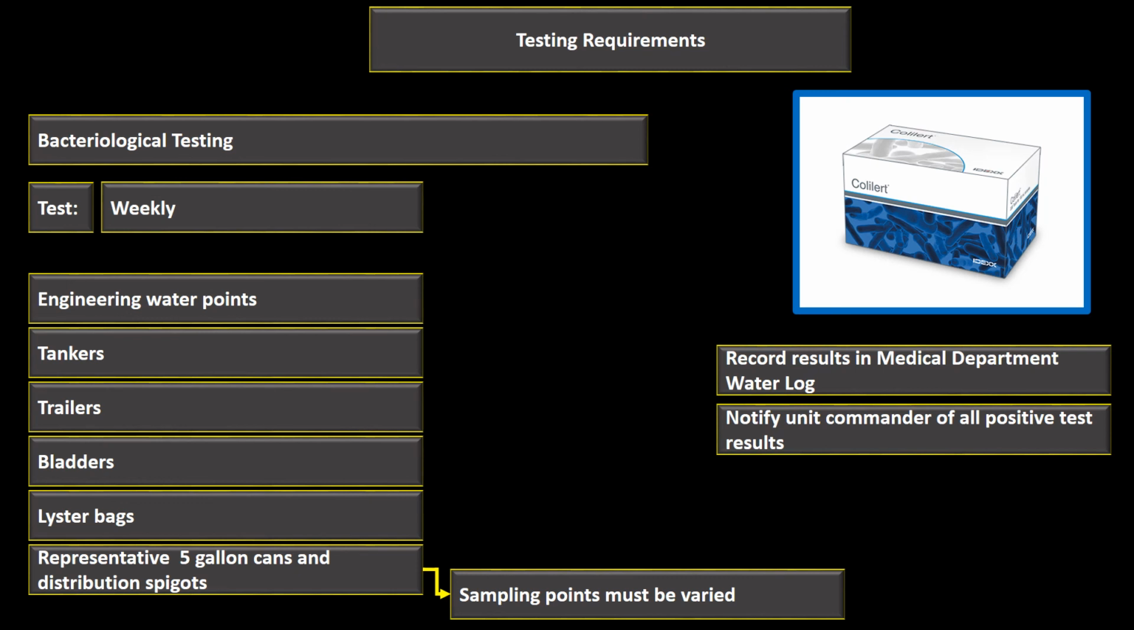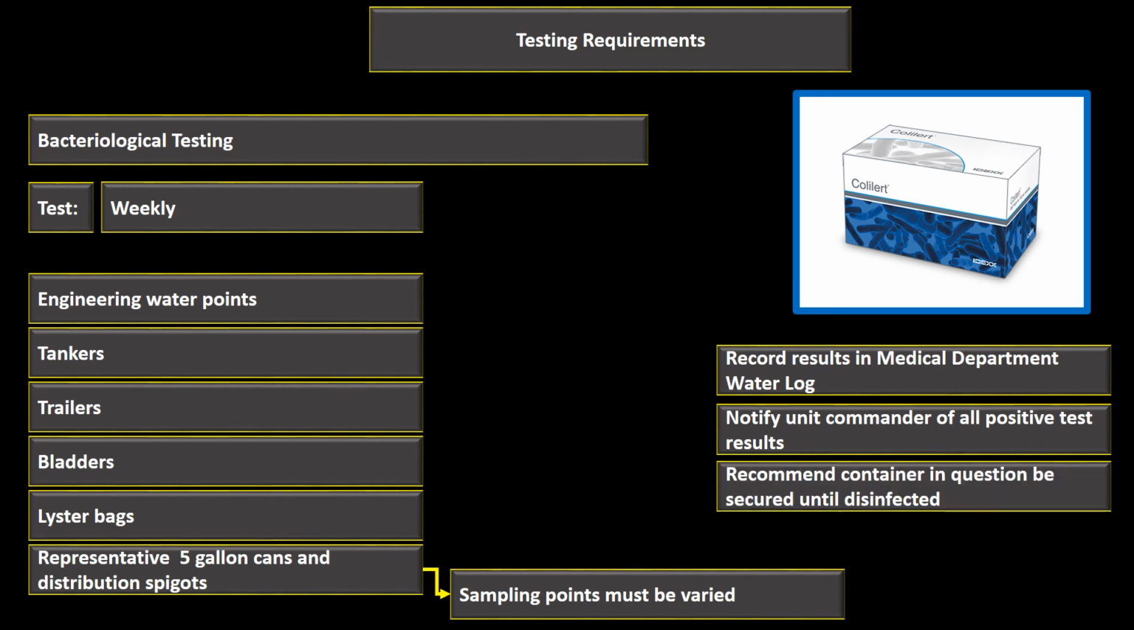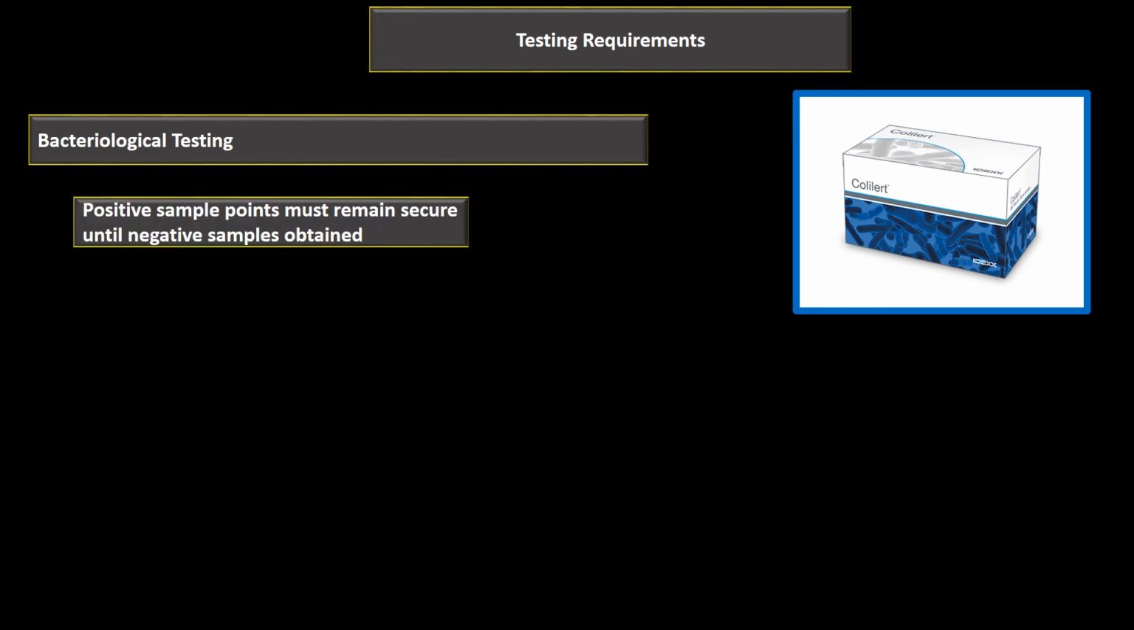But if one of these comes up positive, we've got to notify the unit commander, because there's bacteria in the water. There's a potential for people to get really, really sick. This can affect the unit's combat effectiveness. So we've got to let the unit commander know, because we're recommending that the container in question is secured until it's disinfected. We're going to have to get rid of that water, shut down that water source for the time being, and get that thing disinfected. Positive sample points must remain secure until negative samples are obtained. So if we get a positive bacteria test, we've got to keep it secure until we test negative.